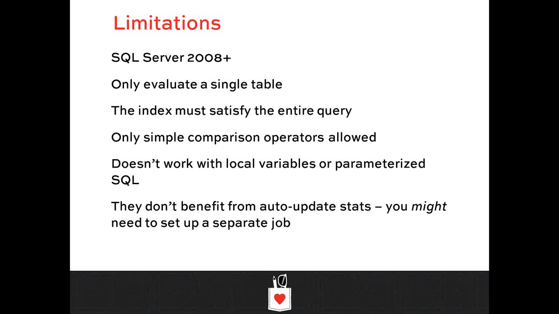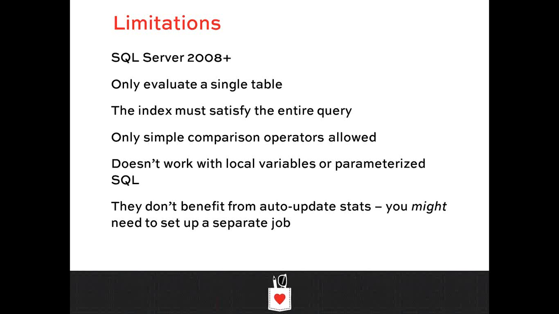You can only create an index on a single table, just like any other index in SQL Server. It has to be simple comparison operators: equal, greater than, less than. Something like between is not allowed. The index must satisfy the entire query. It must be a covering index. This is one of the biggest reasons I see that filtered indexes fail. People say, I created this, but it's not working. What did I do wrong? I'm going to show you an example of that so you understand exactly what it is.